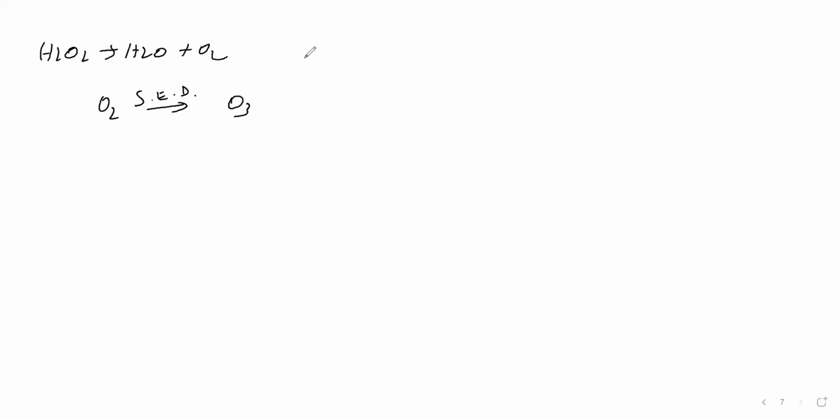So here, what is silent electric discharge? In the sense, you have to give high voltage, but heat will not be produced. Only low temperature will be produced. That is called silent electric discharge. Now the ozone produced here is called ozonized oxygen.